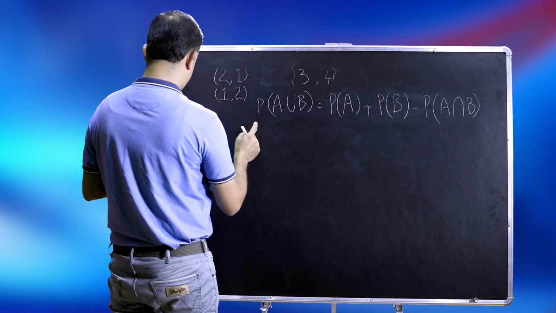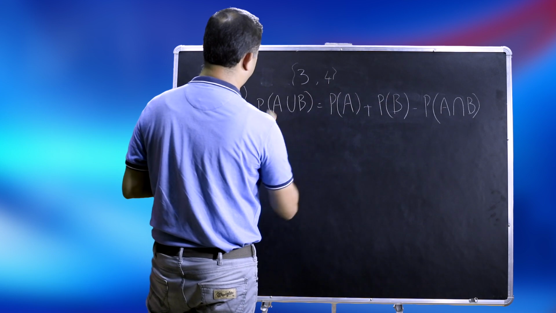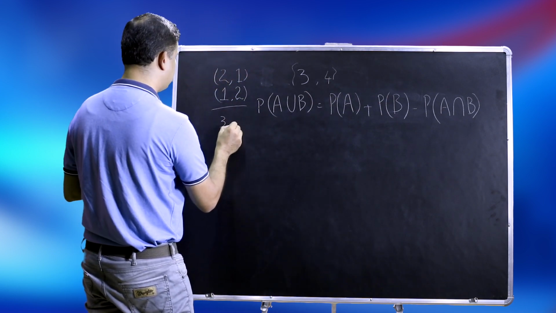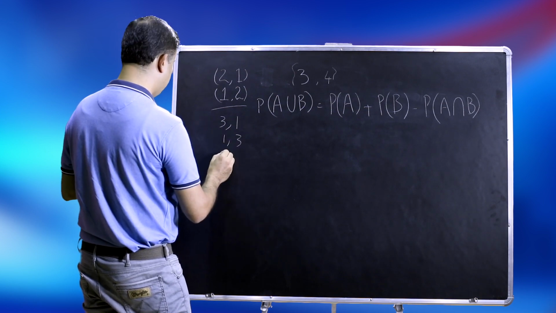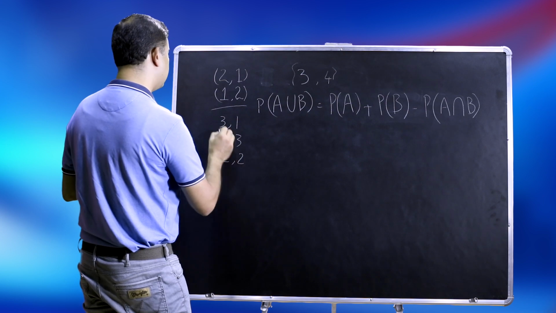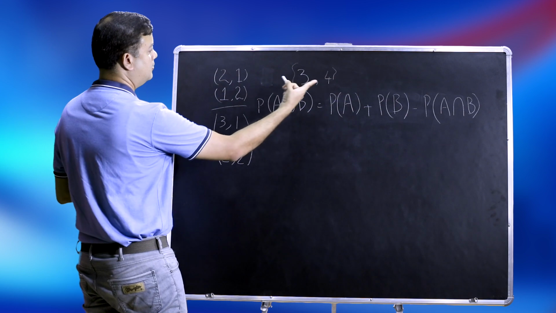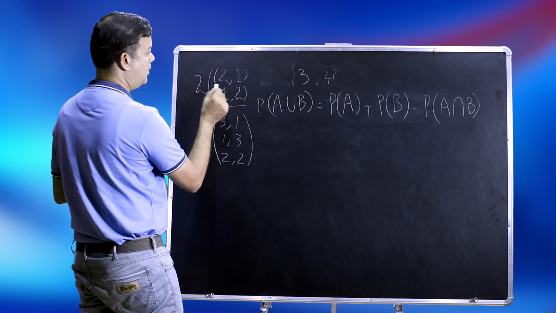Now the sum is 4. To get this number 4, how many ways is it possible? There are 3 ways it's possible. The first is 3 and 1, second is 1 and 3, third is 2 and 2. So there are 3 ways this will happen to get number 4.